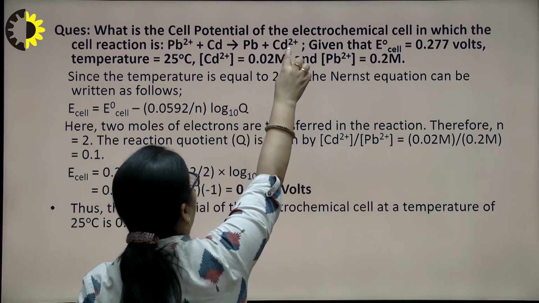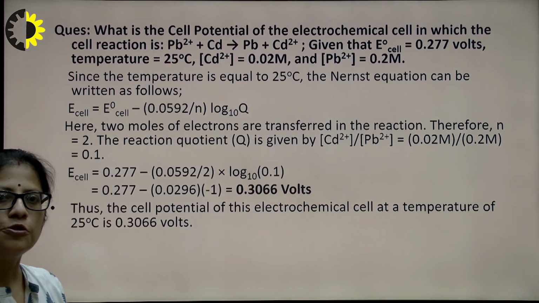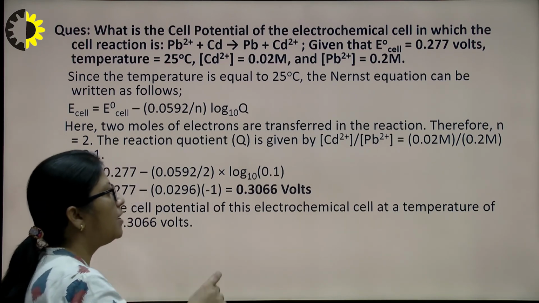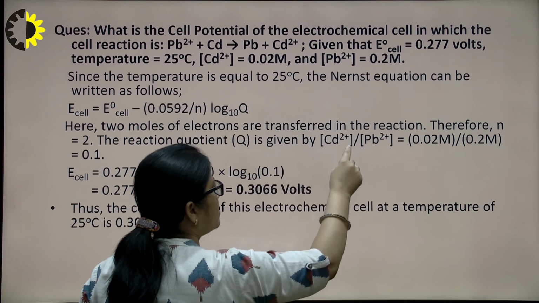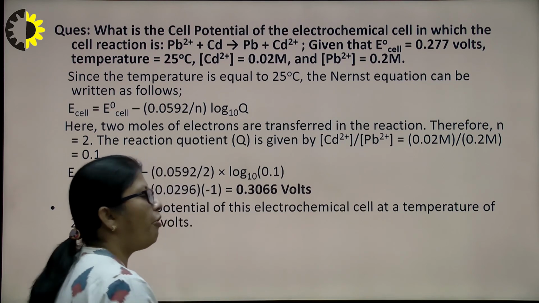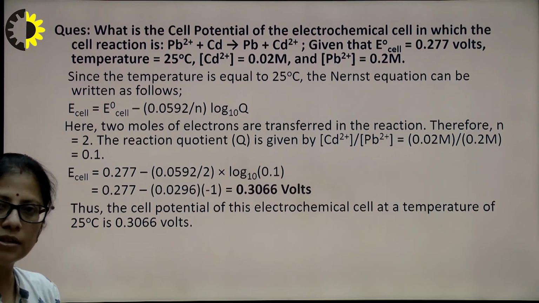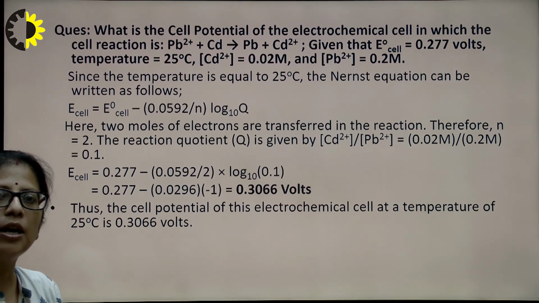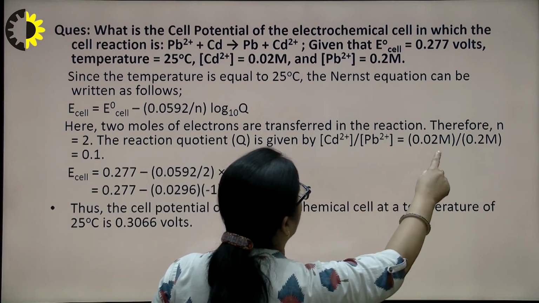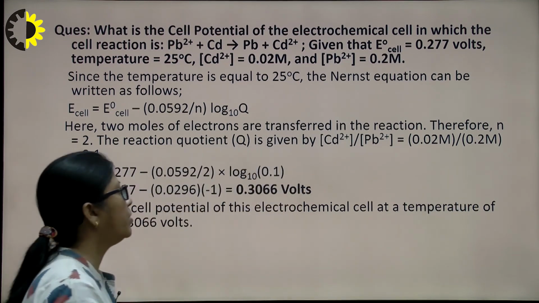cadmium ions are being formed in the products and lead ions were present in the reactants. So, Q will be given by concentration of products by concentration of reactants. Therefore, it is taken as concentration of cadmium ions divided by concentration of lead ions, because lead ions were present as reactants, and after accepting the electrons, they are undergoing reduction. And the concentration of cadmium ions is 0.02 molar, whereas of lead ions is 0.2 molar.